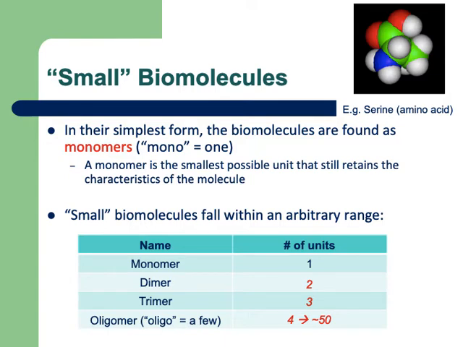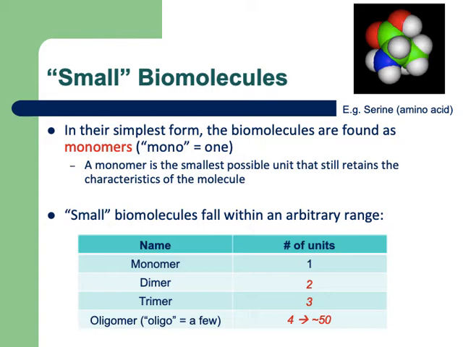There are small biomolecules, and these are in their simplest form. The biomolecules are sometimes found in single units known as monomers. This means 1 unit. So this might be 1 unit of a fat, 1 unit of a carbohydrate. So a monomer is the smallest possible unit that still retains the characteristics of the molecule.